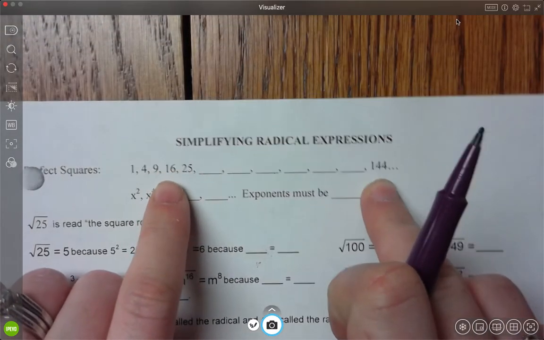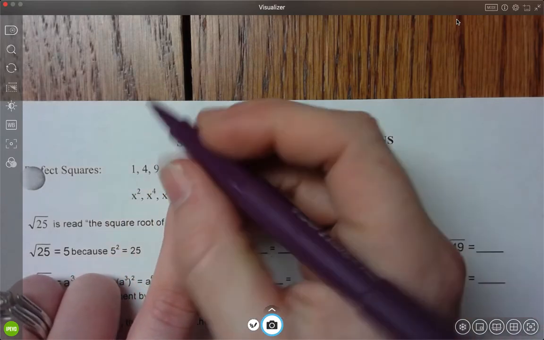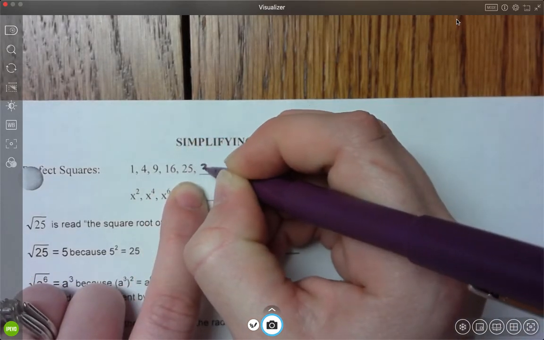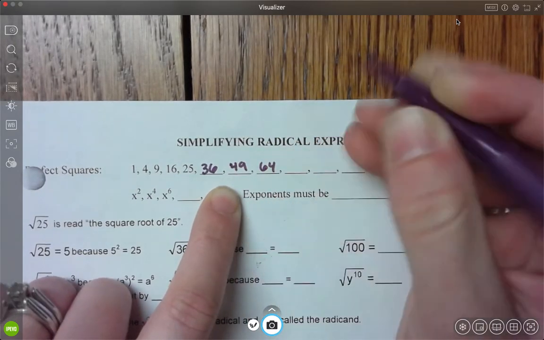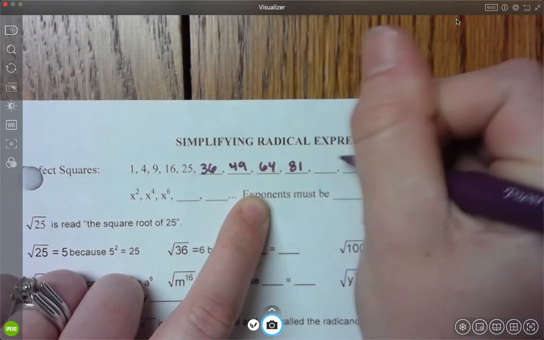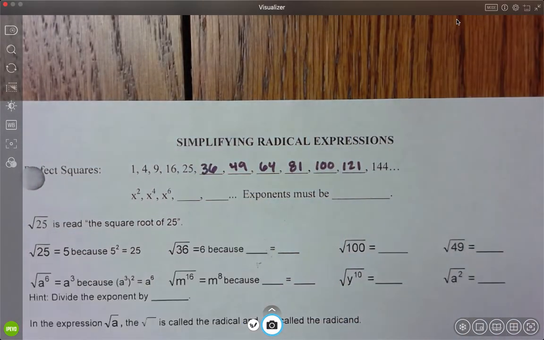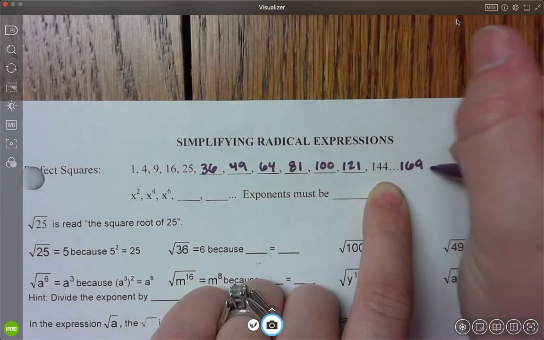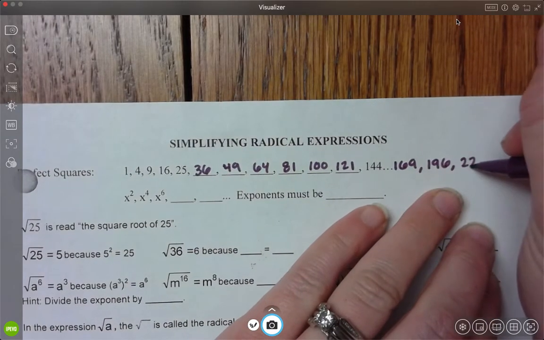So 1, 4, 9, 16, 25. That's 1 squared, 2 squared, 3 squared, 4 squared, 5 squared. 6 squared would be 36. 7 squared is 49. 8 squared is 64. 9 squared is 81. 10 squared is 100. 11 squared is 121. And then 144 is 12 squared. So we could add to that 13 squared is 169. 14 squared is 196. 15 squared is 225, and we can keep going from there.